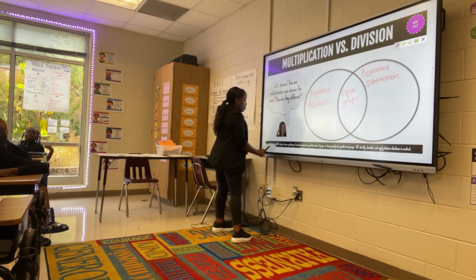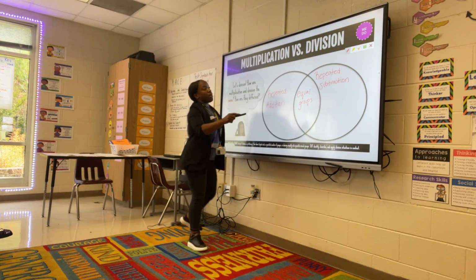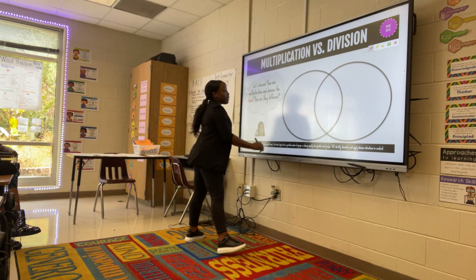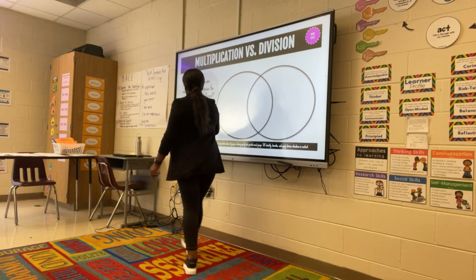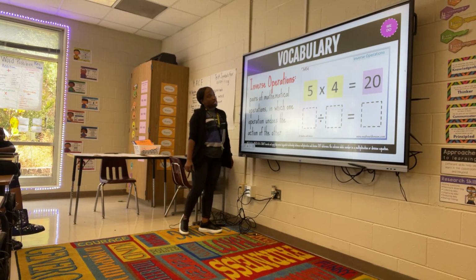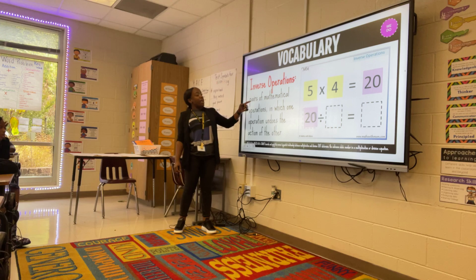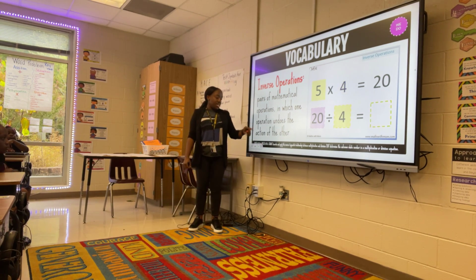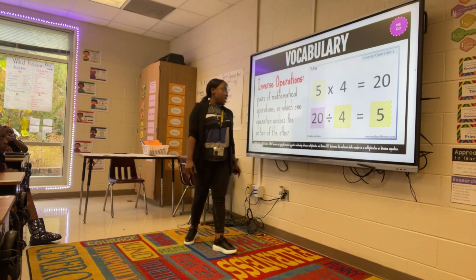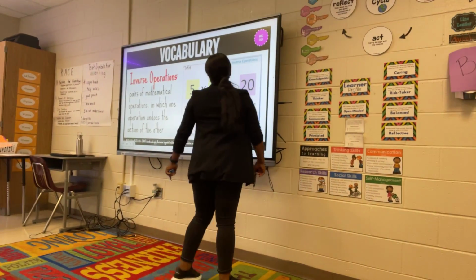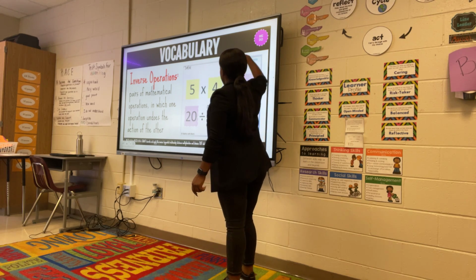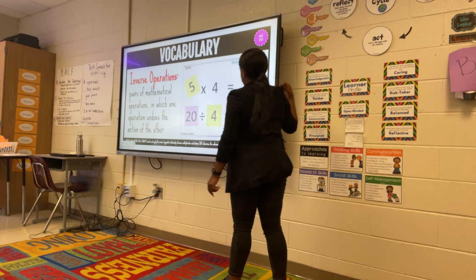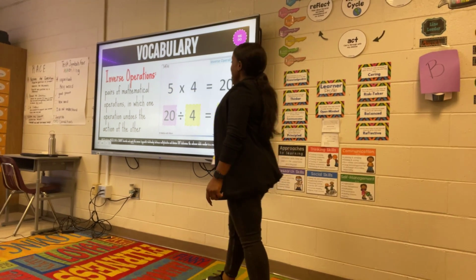So now, we are going to learn about inverse operation and how all of this relates. Okay? Inverse operation is a pair of mathematical operations in which one operation undoes the action of the other. So as we see here, 5 times 4 equals what? 20. So if we take 20 and divide it by 4, it's going to give us what? 5.